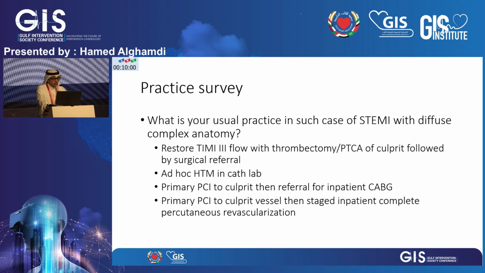So what would be the options? To restore TIMI 3 flow with thrombectomy and PTCA of the culprit, followed by surgical referral. Would anyone do an ad hoc heart team meeting in the cath lab if it's during the daytime? Or just perform primary PCI to the culprit, then refer for inpatient CABG? Or do primary PCI to the culprit vessel, then stage inpatient complete percutaneous revascularization?